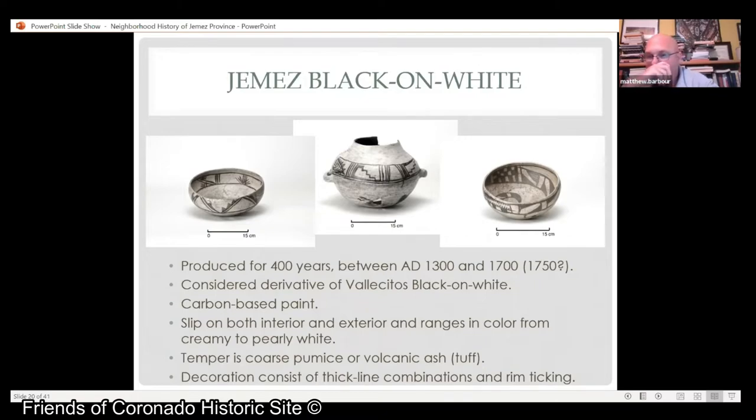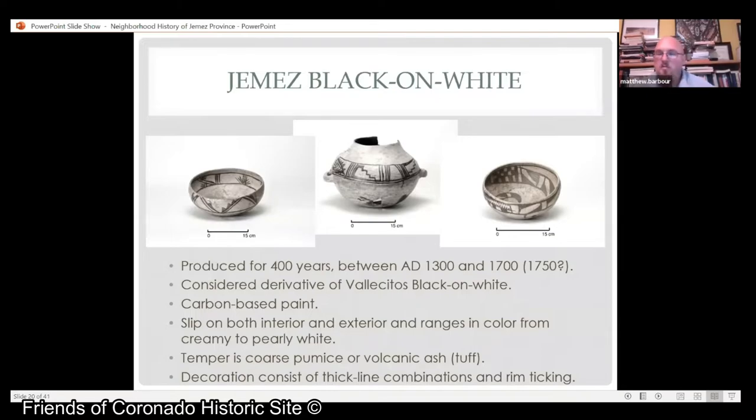Notice that the white slip has been applied to all of these, but often, and we can't really zoom in on these, but I think you can see it in the images here, even with the white slip, you can see the red clay beneath it, like a ghost is semi-translucent. You can kind of see that going through these pots. Also, if you break the pots, they're tempered with pumice or volcanic ash tuff. These are materials that are easily found and acquired in the Jemez Mountains. Decoration consists of thick line combinations and rim ticking.